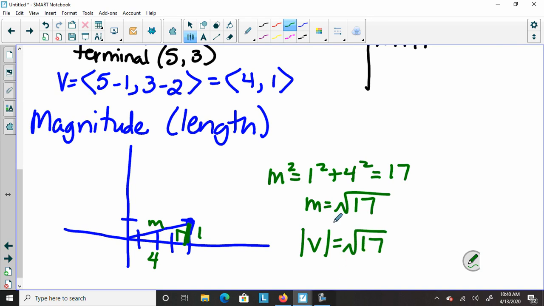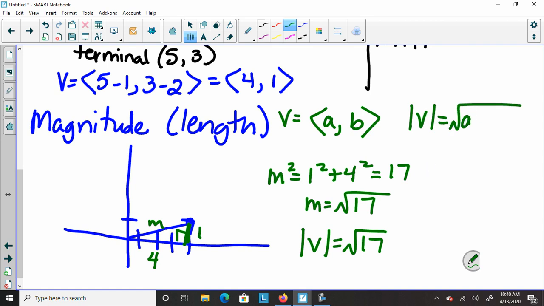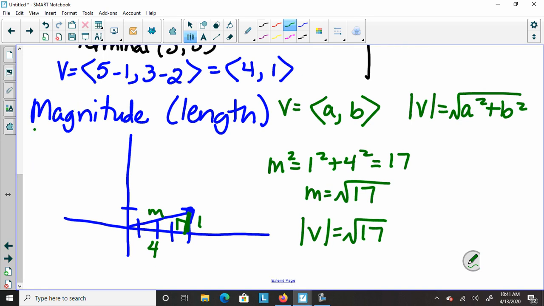Okay. So we could generalize what this formula would be. So if you call your component form a vector v, it's going to be a, b. Then if you want the magnitude, just the square root of a squared plus b squared, because that comes from your Pythagorean theorem. So a squared plus b squared, and take the square root, that's going to give you your magnitude. So if you just want to use that all the time, that is fine. That's our magnitude. Now we're going to find our direction.